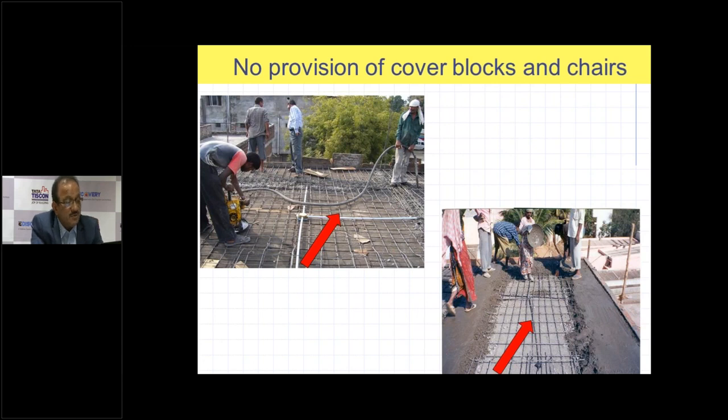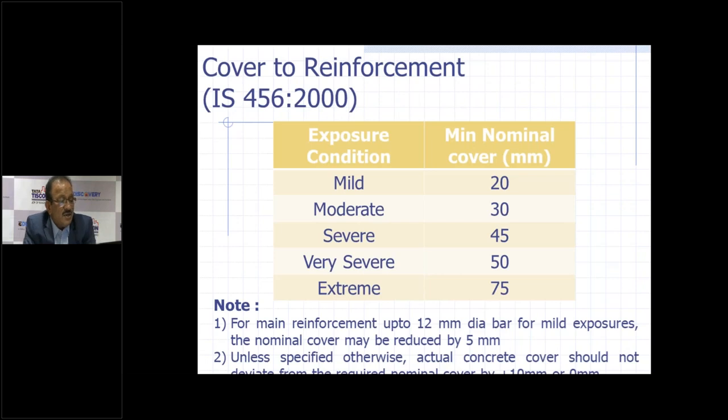You can see in both the slides here, there are no cover blocks and no supporting chairs provided for the negative moment bars. Now we again come back to IS 456. There are 5 exposure conditions starting from mild, moderate, severe, very severe, and extreme. And IS 456 recommends minimum nominal cover to the reinforcement as 20 mm for the mild exposure condition and 75 mm for the extreme exposure condition.